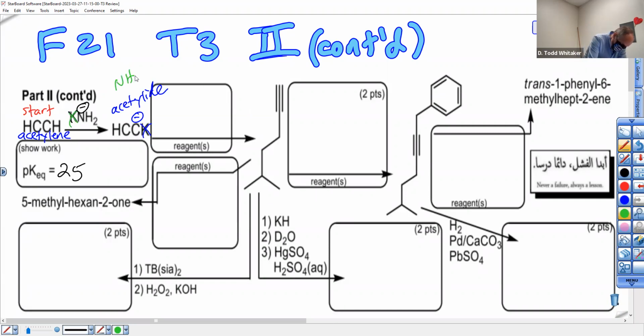NH3, right? What's the pKa of NH3? It's like an amine, right? 40. Oh, yeah, this reaction is going to work really well. It's got a negative pKeq, lots of products.